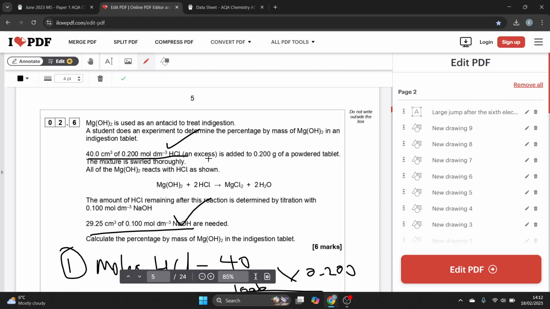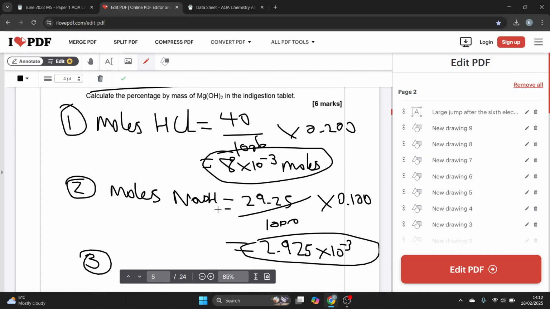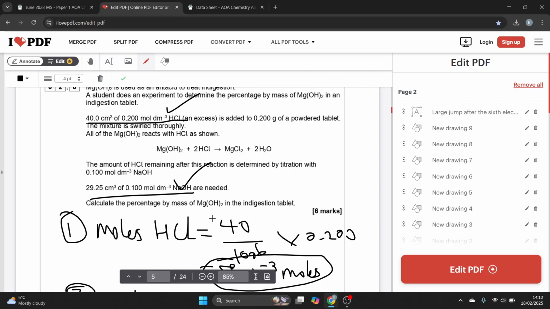Okay, so I want to find the percentage by mass of that. I've got the moles of HCl, and I've got the moles of HCl remaining by titration with this. Magnesium hydroxide. So I need to find out the moles of HCl.